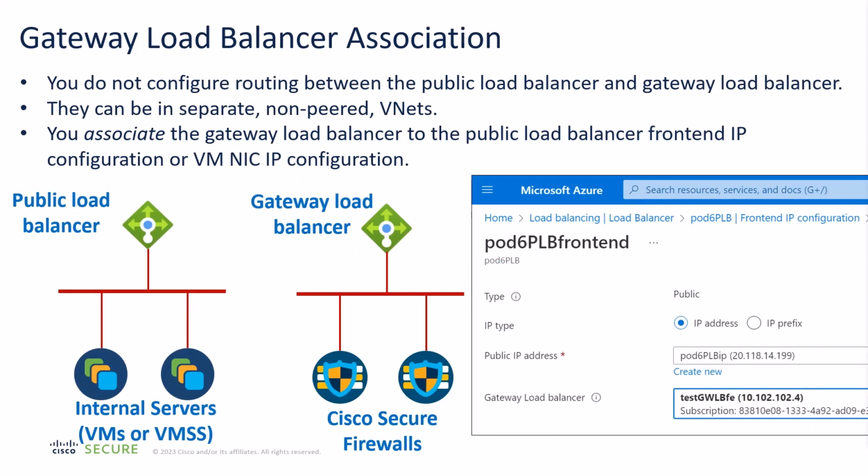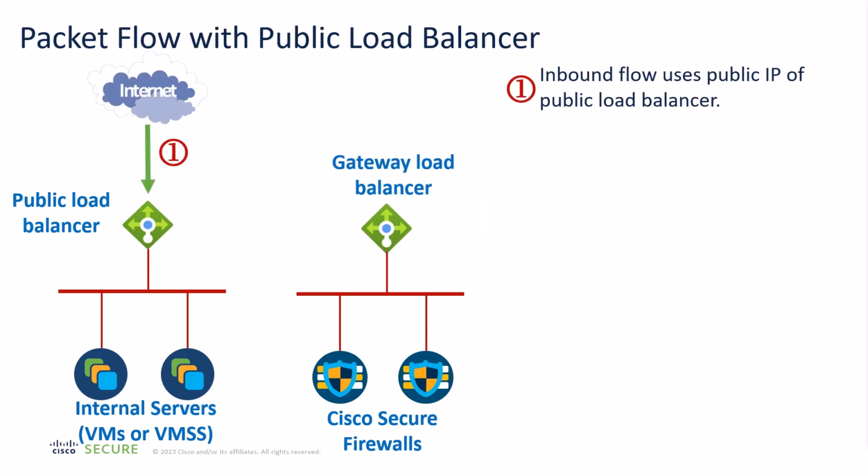I want to emphasize that you do not configure routing between the public load balancer and the Gateway Load Balancer. As a matter of fact, they can be in separate non-peered VNets. You associate the Gateway Load Balancer with the public load balancer or the network interface on the virtual machine. The flow is fairly straightforward.